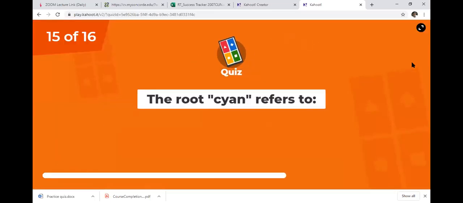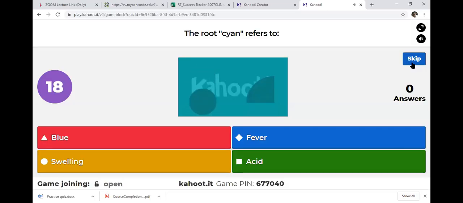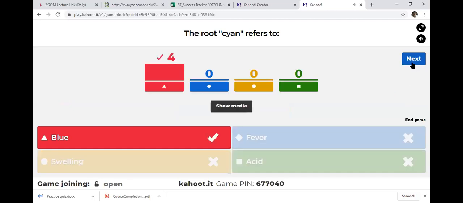15, the root cyan refers to what? Good. Blue. Cyan refers to blue discoloration because of hypoxemia. When a patient's oxygen is low, you can tell by blue fingertips, blue lips, blue face, right? They turn blue. Good. Cyanosis.